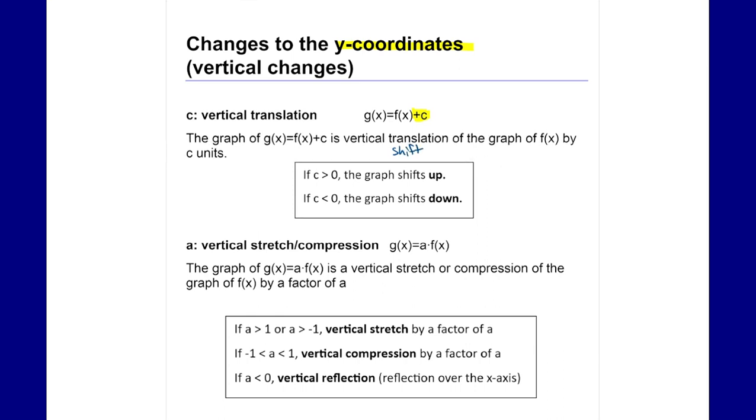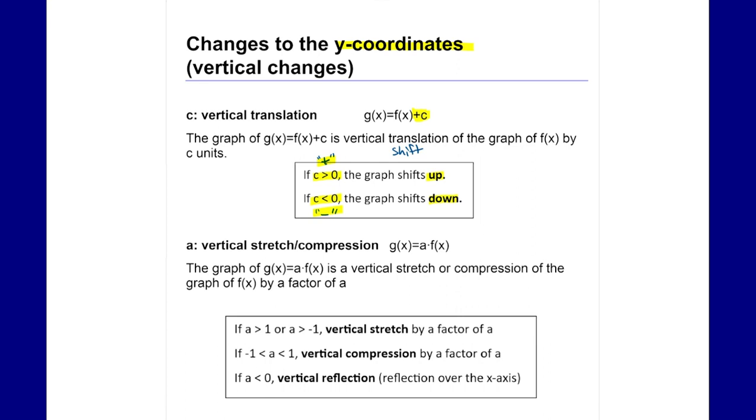Basically, if c is greater than 0, or positive, then the graph shifts up. If it is negative, or less than 0, it shifts down. So if our c value is positive, we're moving our graph up. If it's negative, we're moving it down.